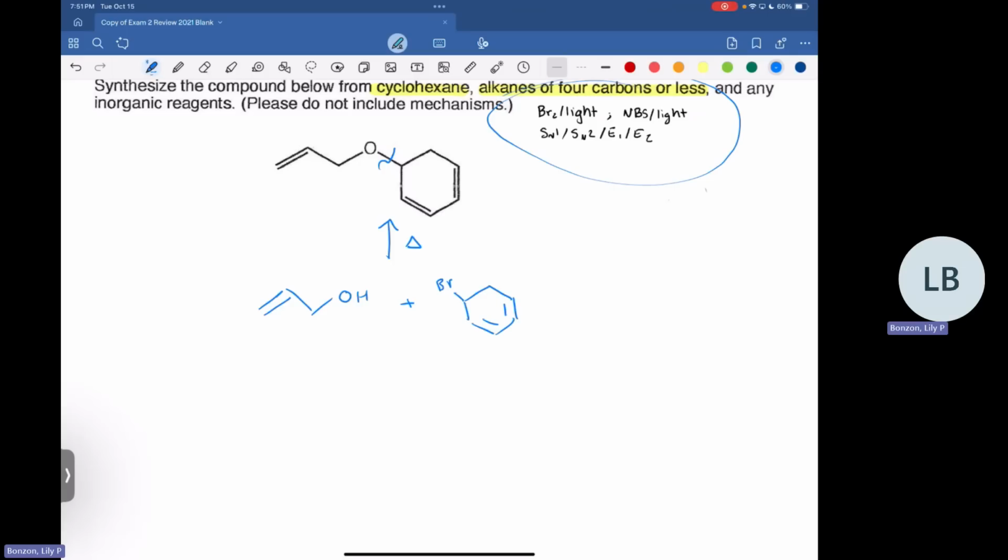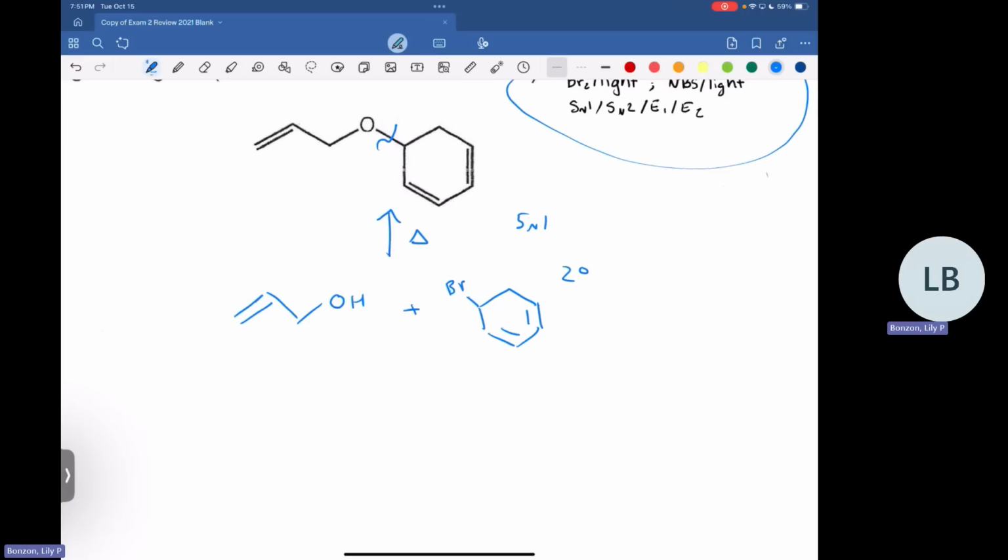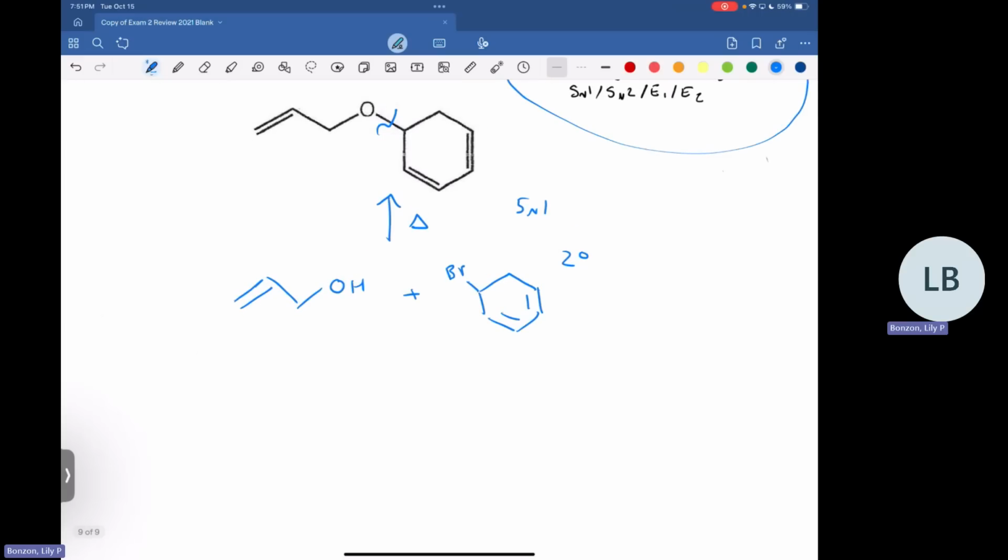So this is going to be an SN1 reaction. We have a secondary halide. We have the OH. And those are going to join together to form the end product as an SN1 reaction. You kind of got to think forwards and backwards at the same time. So always make sure you're double checking your work at each step.